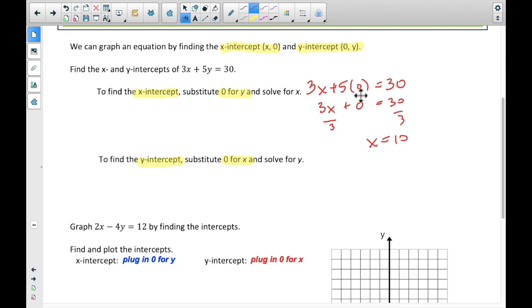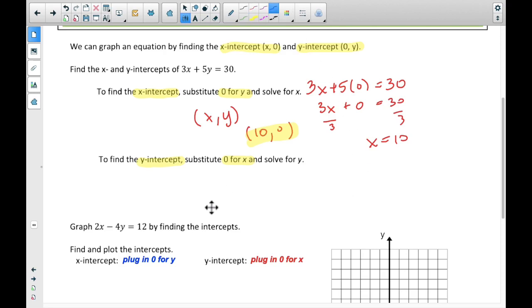What that means is I had plugged in a 0 for y, and I got a 10 for my x. So a coordinate is xy. And so the coordinate here that I'm talking about is 10 from this and 0 for the y. That is my x-intercept.